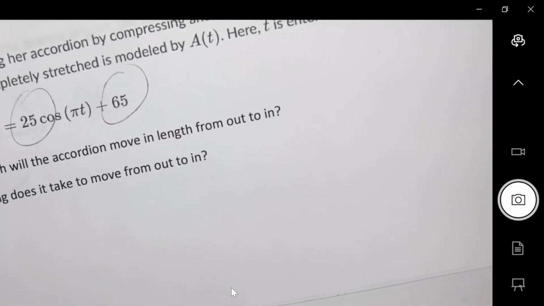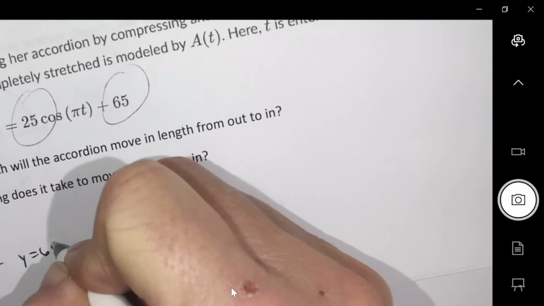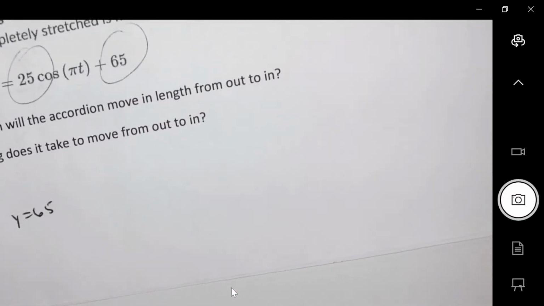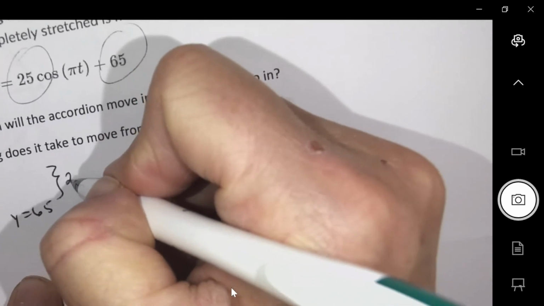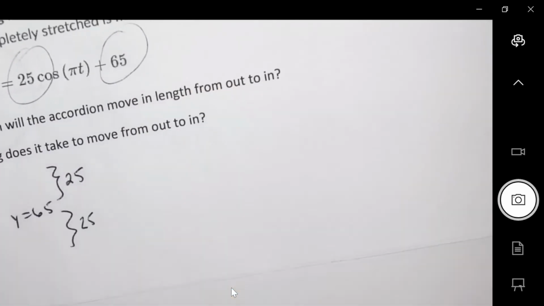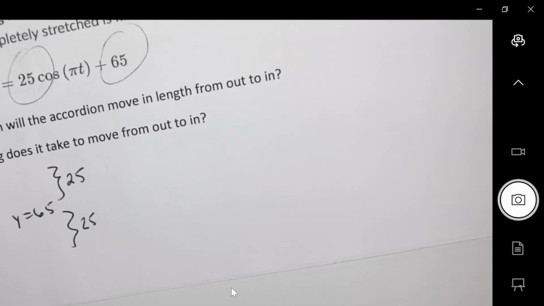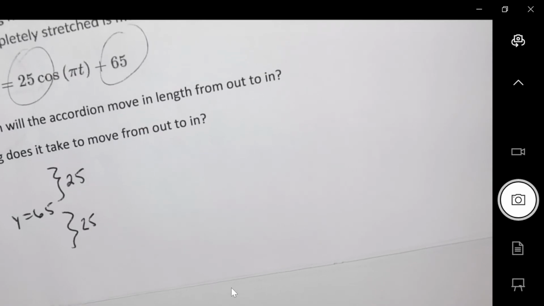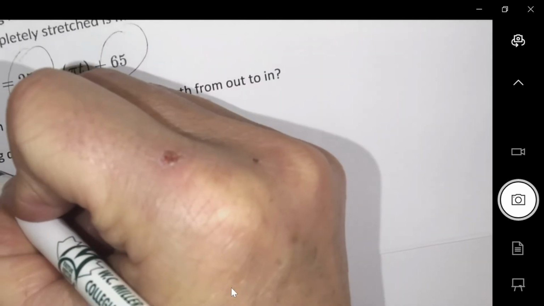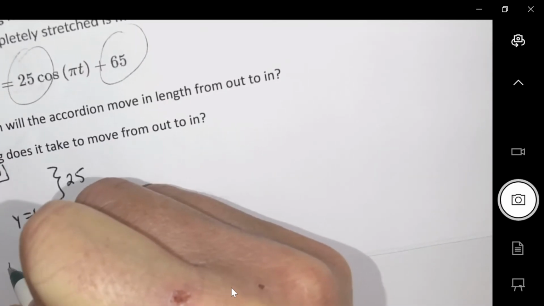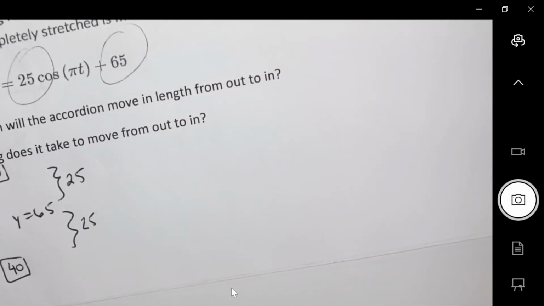Okay, so 65 is in the middle. Plus or minus 25 means we're going to be going in and out 25 from that. So can you get me those values, both of them? So the compression of the accordion is that it's 40, and when you extend the accordion, now you're 90 out.